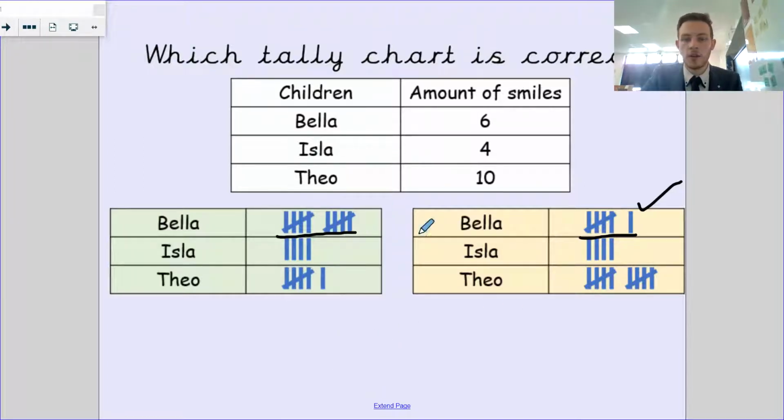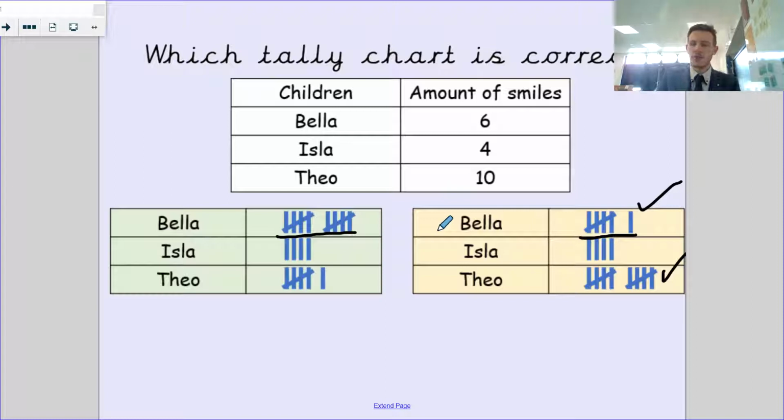So Isla smiled 4 times. 1, 2, 3, 4. 1, 2, 3, 4. Ooh, okay, so they're both right for this one. And Theo smiled 10 times. Let's check. Theo, 1, 2, 3, 4, 5, 6. 1, 2, 3, 4, 5. 1, 2, 3, 4, 5. Ah, he smiled 10 times, and there's 2 groups of 5, so it is this side. This side is the winner.